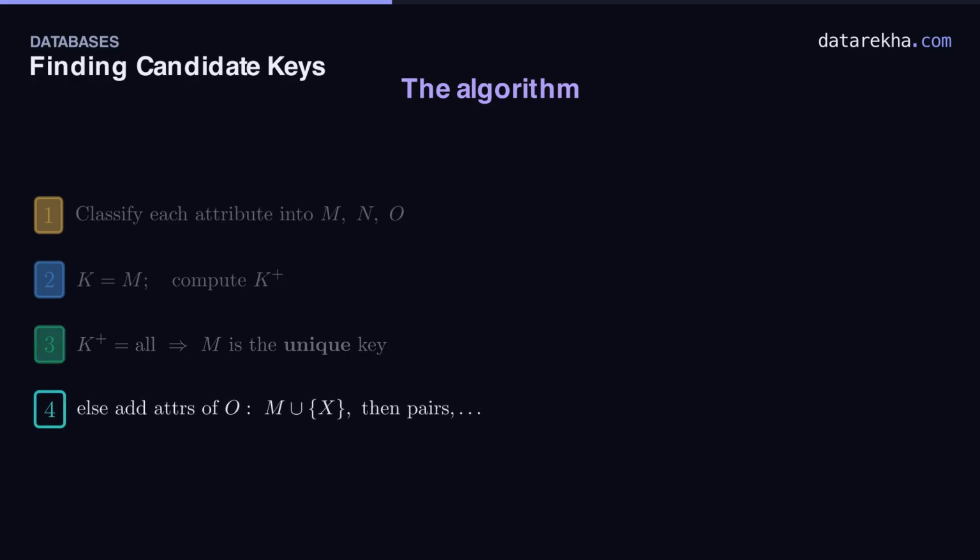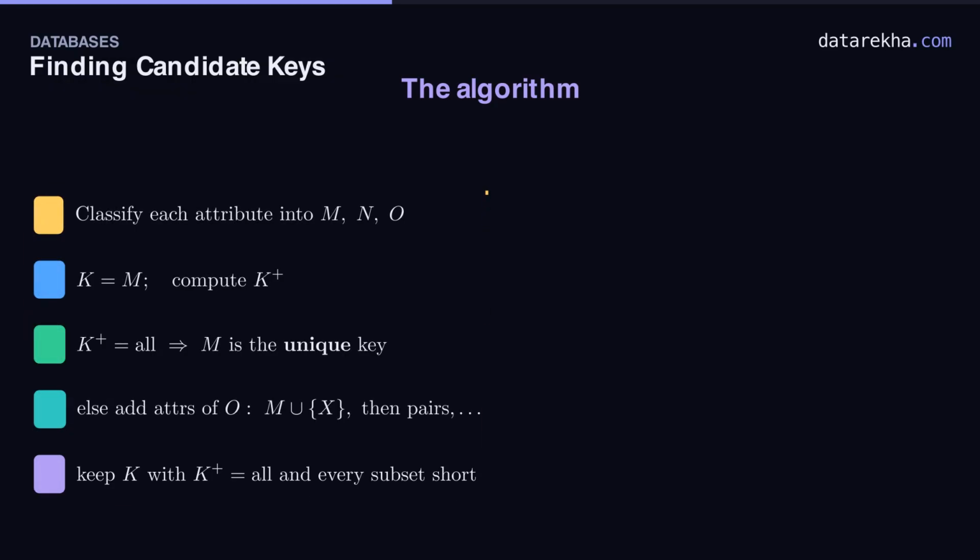Step 4. Otherwise, grow K by pulling in attributes of O. Try adding one at a time, and if no single one finishes the job, try pairs, then triples. Step 5. Keep a set as a candidate key only when its closure is all attributes, and every proper subset falls short. And once a key is found, never bother testing a bigger set that contains it. A superset of a key can never itself be minimal, so it's wasted effort. That's it. Let's watch it run on real schemas.